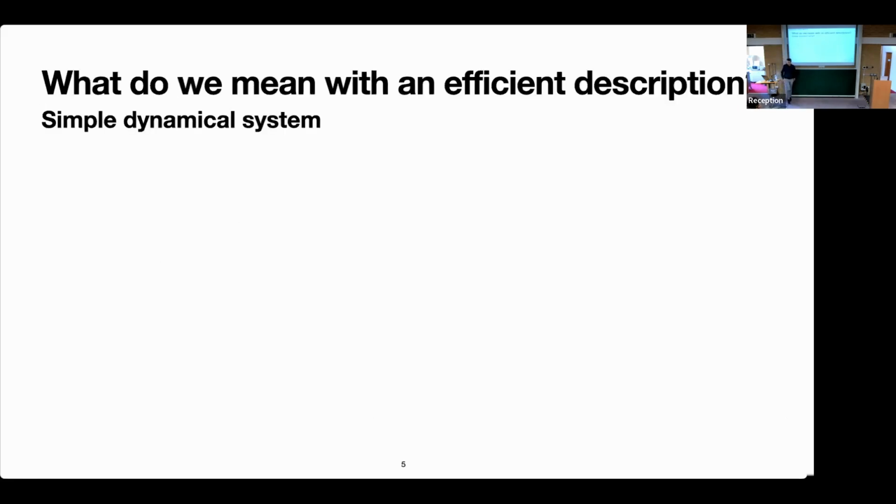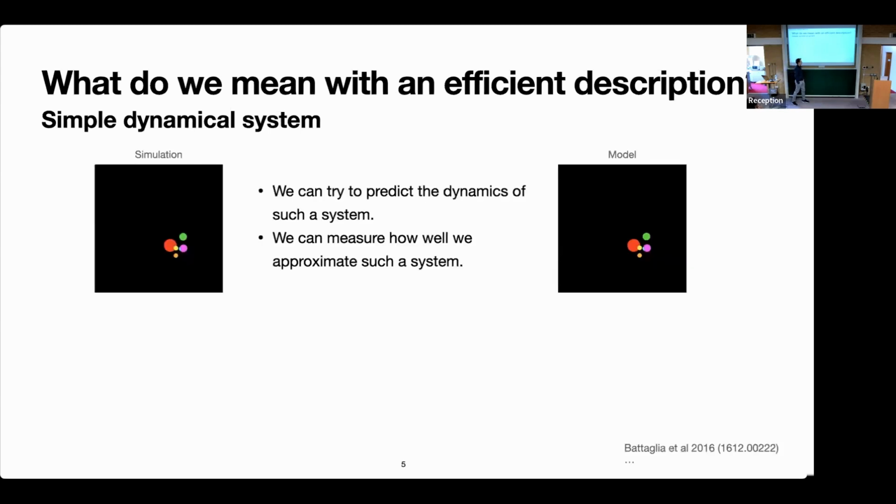So let's start with the basics now. What do we mean by talking about an efficient description? Let's start with a very simple dynamical system: a classical dynamical system with multiple particles having various masses, which interact via some potential.